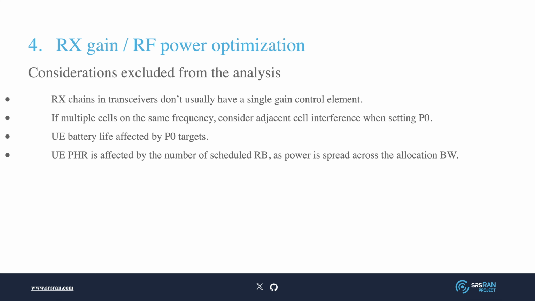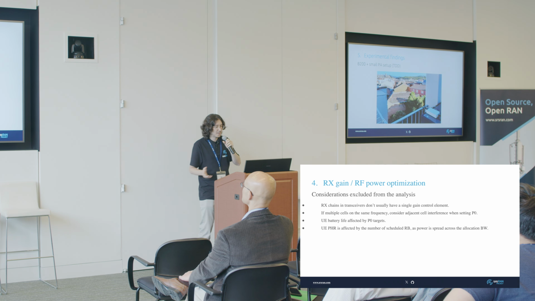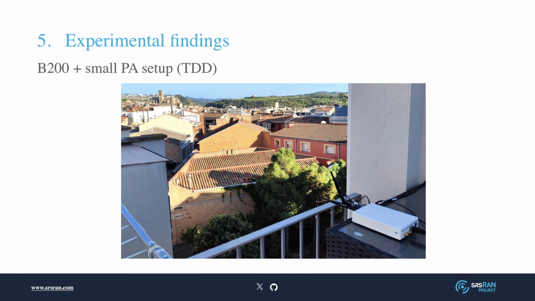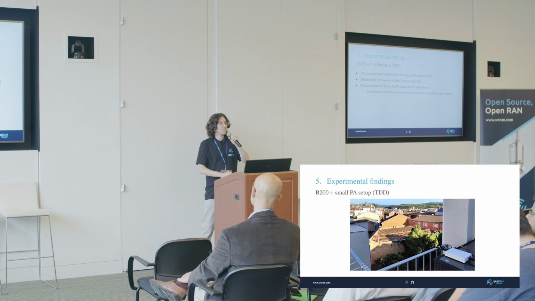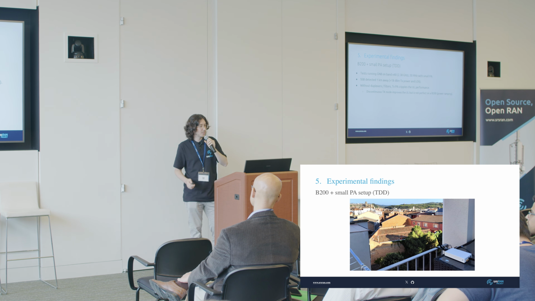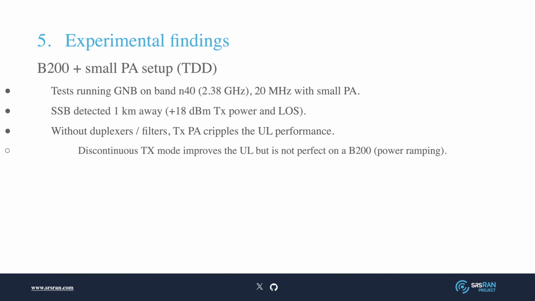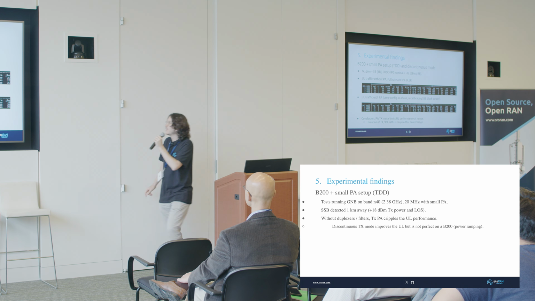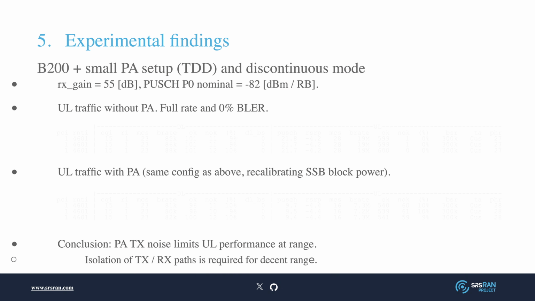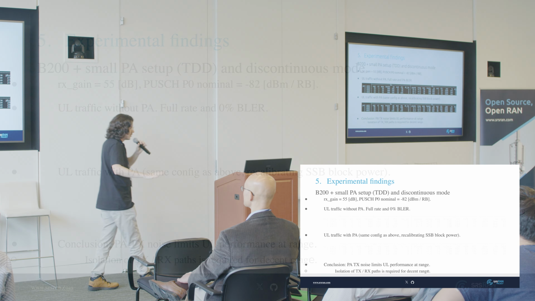Here, we have some experimental findings with a very simple setup, with a V200 and an external power amplifier. What we found out is that with this setup, we don't have isolation between the transmit and receive chain. And because this is a TDD gNB, which we deployed, the downlink signal is having a huge effect on the uplink performance. As I said at the end, the conclusion is that if you don't have an external power amplifier and you use this system, it works, the uplink looks healthy. But the moment you add an external power amplifier, it's not enough.